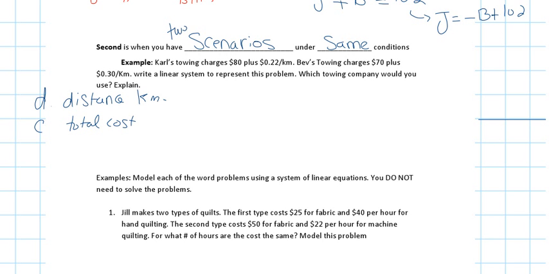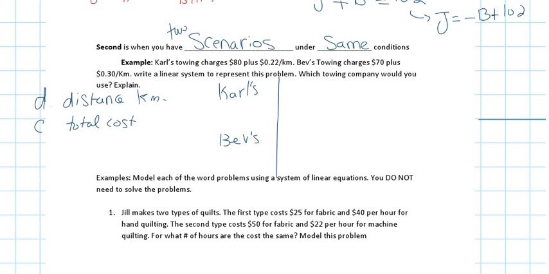Now, how many scenarios do I have here? 2. So I have Carl's, and I have Bev's. I don't care about the letters in Carl's and Bev's. These are just my 2 different scenarios.